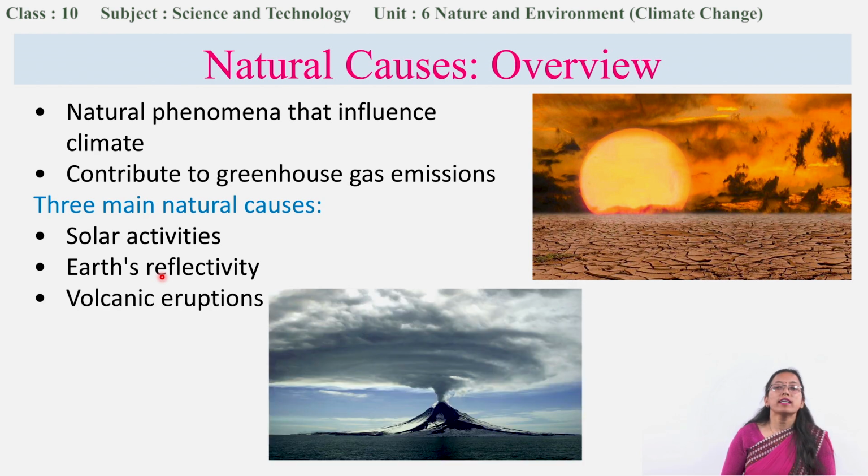Next one is volcanic eruption. When a volcanic eruption takes place, different kinds of substances from the core, the inner part of the earth, come out at a high temperature. Different kinds of metals, non-metals and other substances come out of the earth, which increases the greenhouse gases in the environment. That also causes climate change.